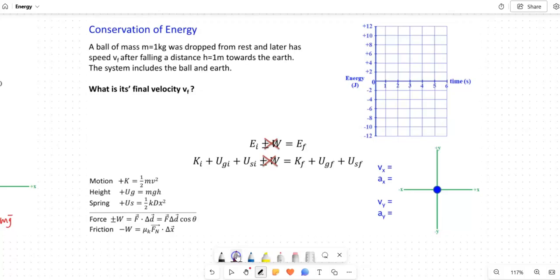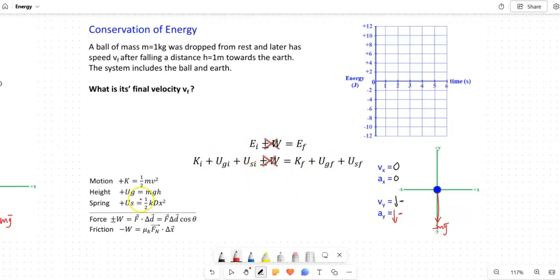So first, again, we're going to start off. We're going to note our velocity vectors and acceleration vectors. It's moving down in the negative y direction. So that's negative. And it's going to be accelerating down in the negative y direction. So that's negative. The only force acting on it is the weight, or the earth pulling it down. Okay. And there's no outside forces.